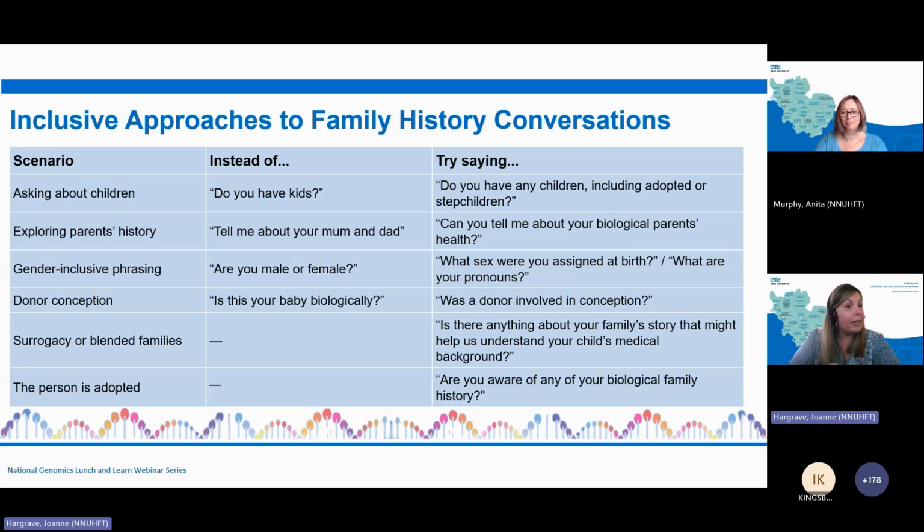So when we think about asking about children, instead of asking, do you have children, ask, do you have any children, including adoptive or stepchildren, just to really make it inclusive. When we're exploring parents' history, instead of tell me about your mum or dad, well, there could be legal, biological, and social aspects of that mum and dad. So how about, tell me about your biological parents' health? And then finally, thinking about a person that may be adopted: are you aware of any of your biological family history?